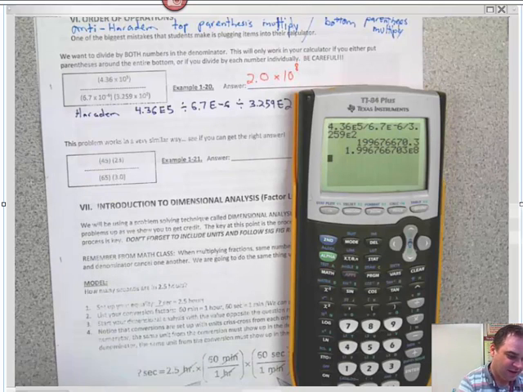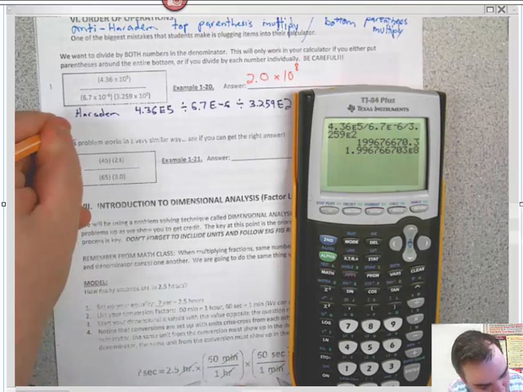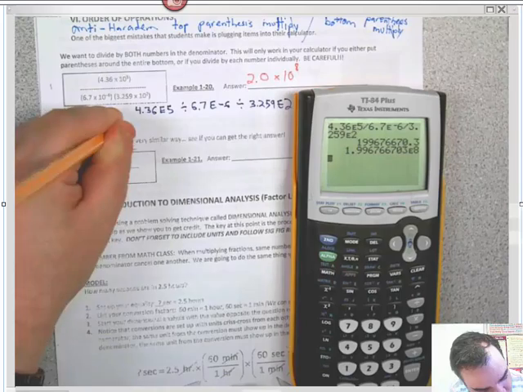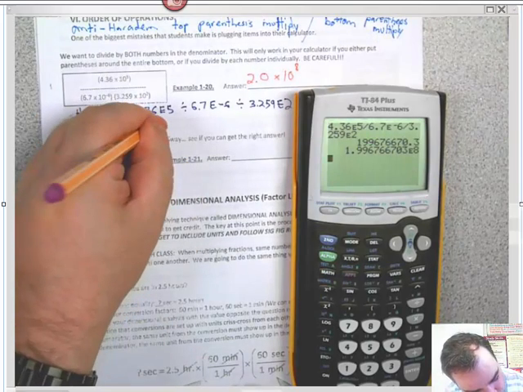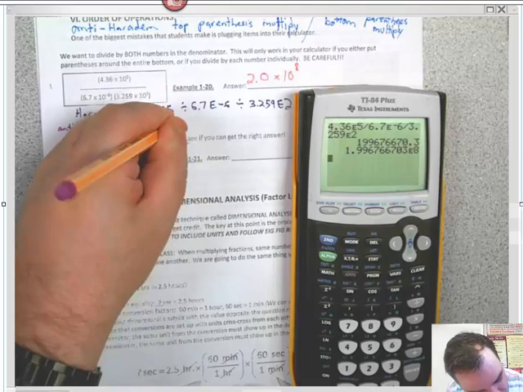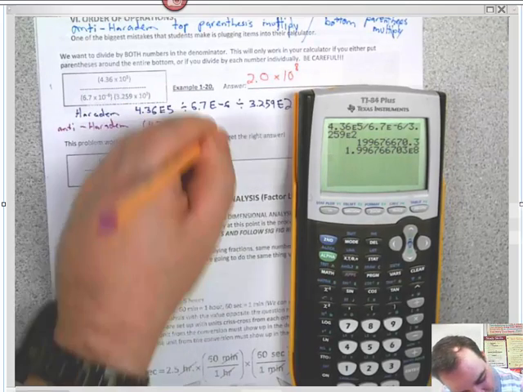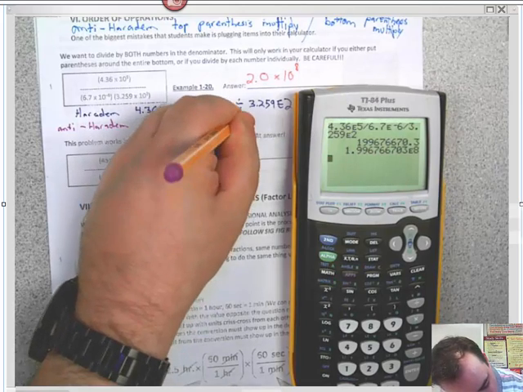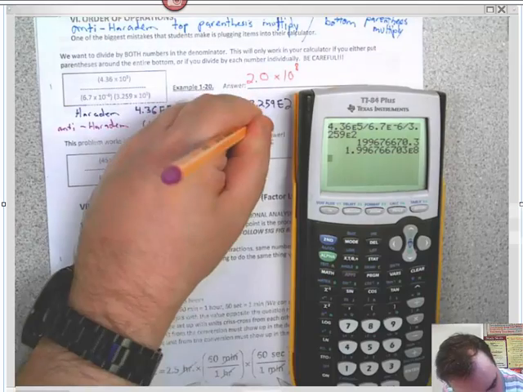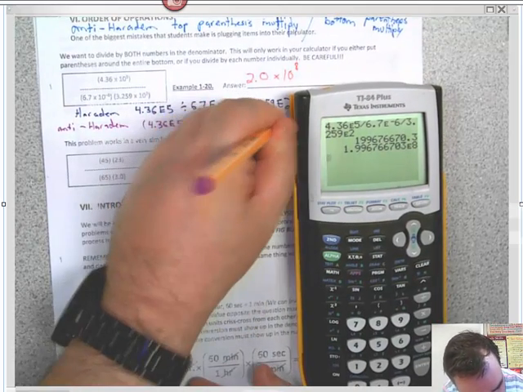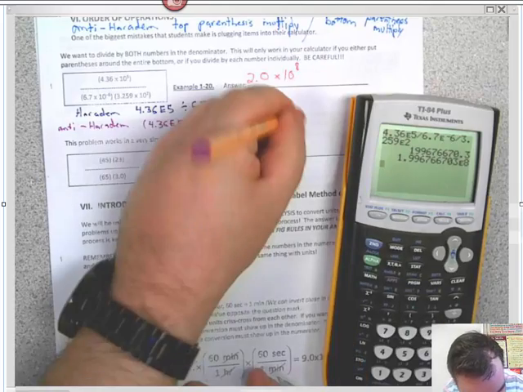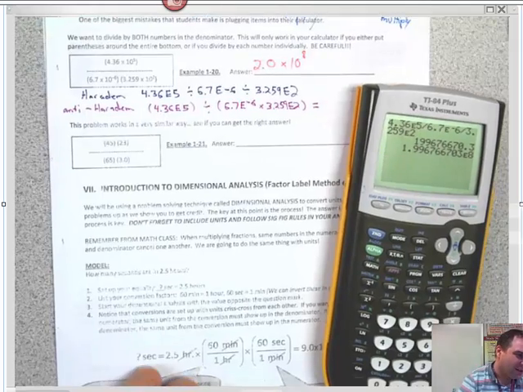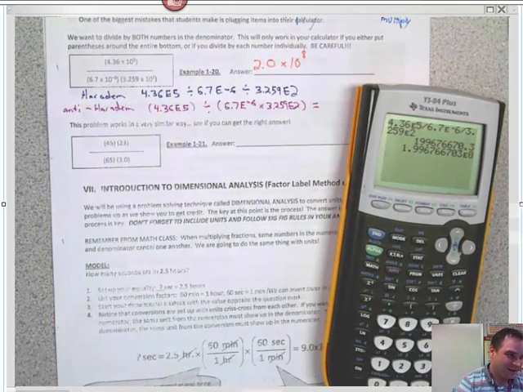If you are an anti-Heredom, I don't know why you would be, but you could be if you want to be. You would do 4.36 E5, you can have that in parentheses, divided by parentheses 6.7 E negative 6 times 3.259 E2 equals. That is the anti-Heredom method. You get the same answer.